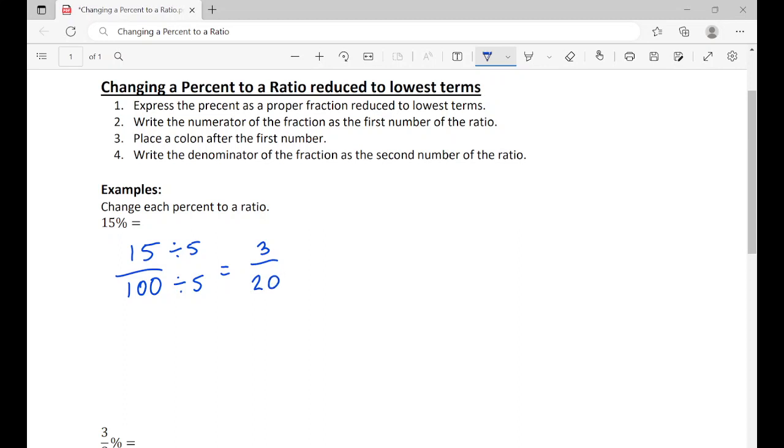And now I'm going to write this as a ratio. So again, the first number of the numerator, the top number goes first, then a colon, and then the bottom number, 20, finishes it off. So 15% as a ratio is 3 to 20.